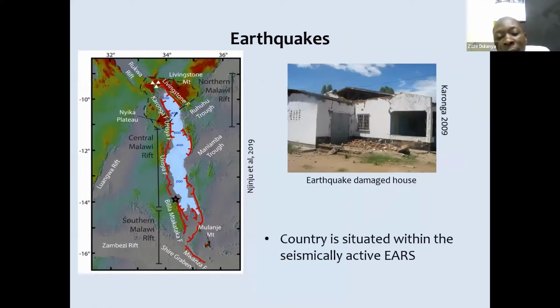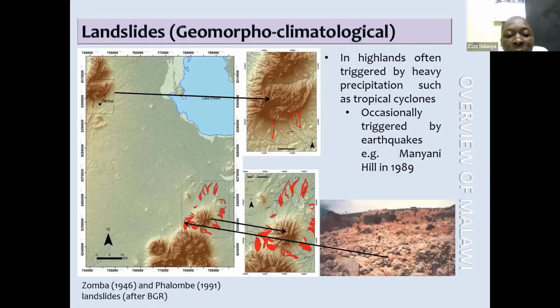But on the other extreme, we have those hazards which are rapid, hazards like earthquakes. We all are aware that this country is within the East African Rift System, like I said at the beginning, and so most of the areas within the country are seismically active. Here is just a photo of an earthquake damaged building during an earthquake that took place in Karonga in 2009. So earthquakes are one prominent hazard that we have in this country.